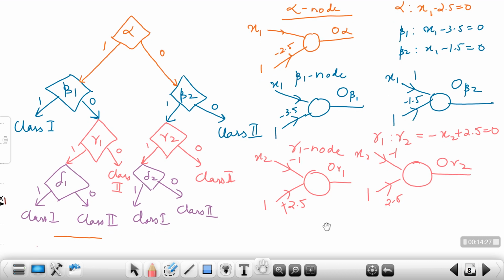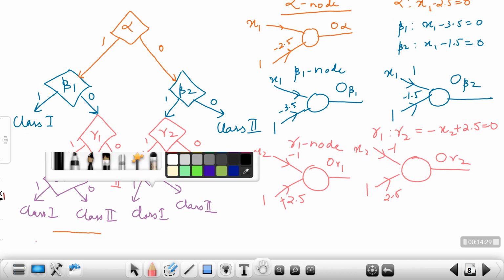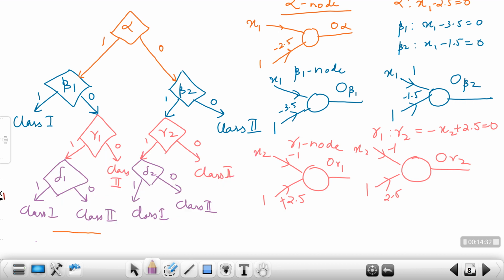Now we are left with only the last two nodes, that is the delta 1 and delta 2 nodes. So again both the nodes are the same, because the equations for delta 1 and delta 2 are the same. This is the gamma 2 node, this is the beta 2 node. So what is the equation for delta 1 and delta 2? It is the same thing, plus x2 minus 1.5 is equal to 0. So I can just draw this node as well.